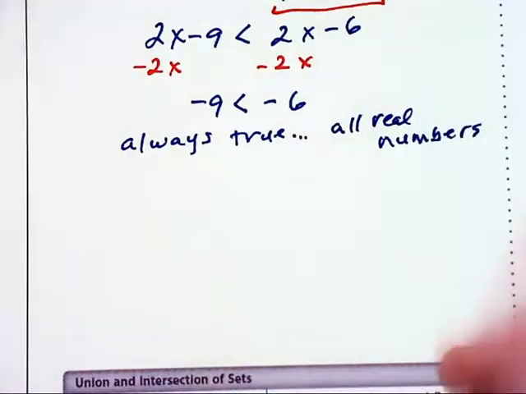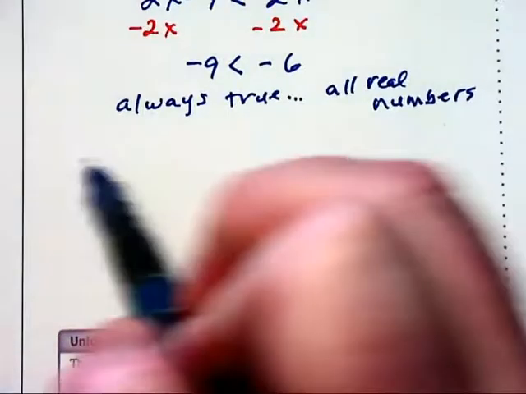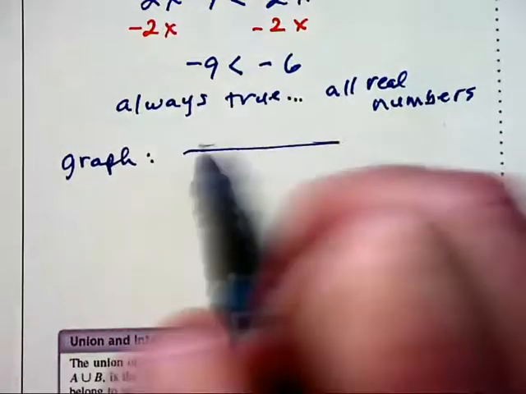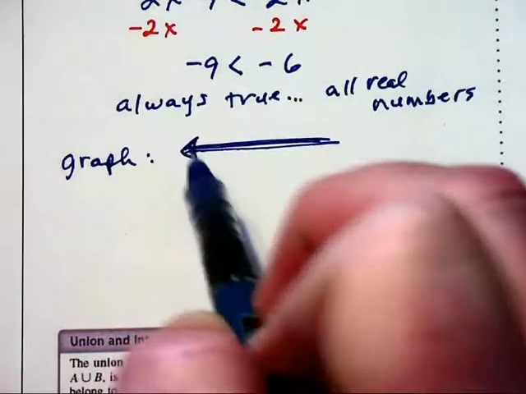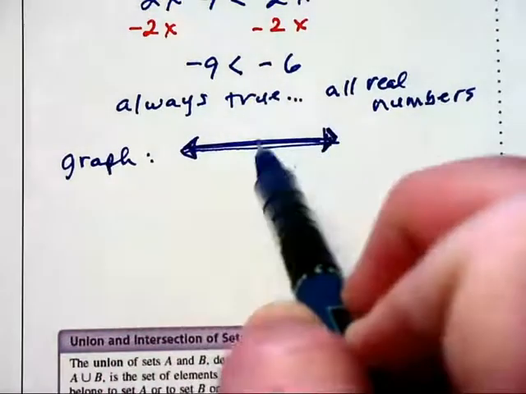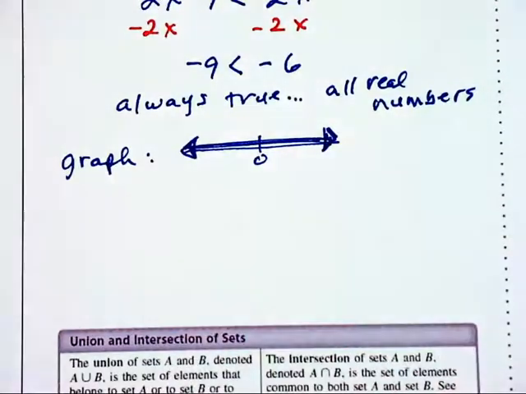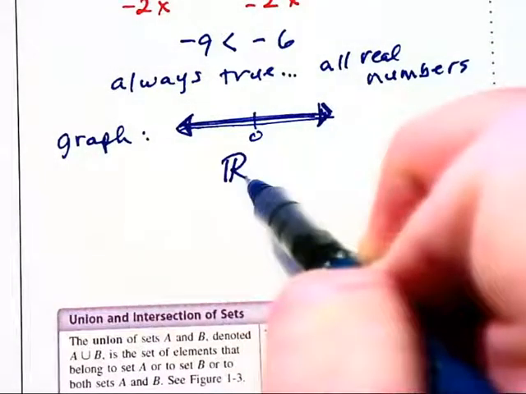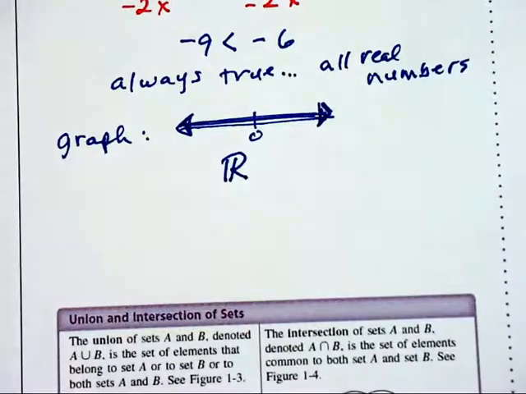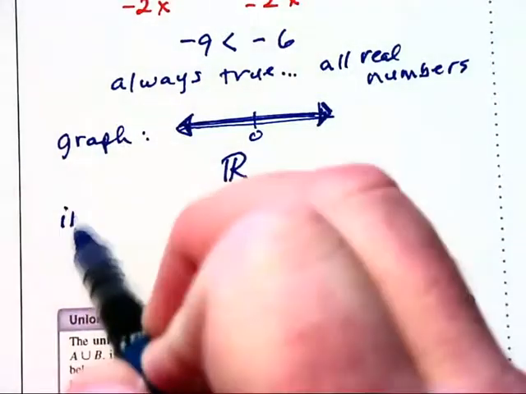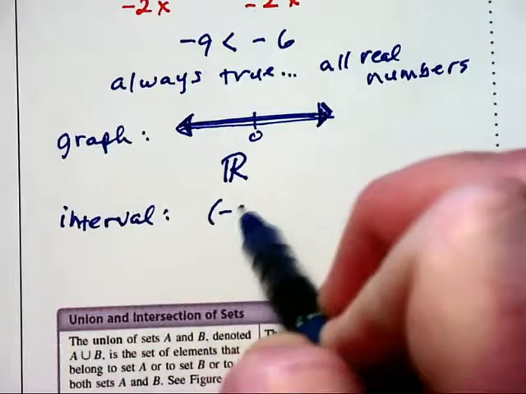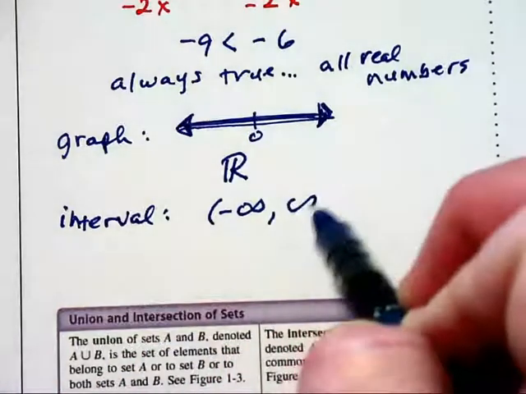When we go to graph this solution set, basically we have the entire number line filled in and shaded, and I will draw in 0 as a reference point in the center. We don't have set builder notation because the set of all real numbers is a set in that notation that we use. And as far as interval notation, this is the interval from negative infinity to positive infinity.